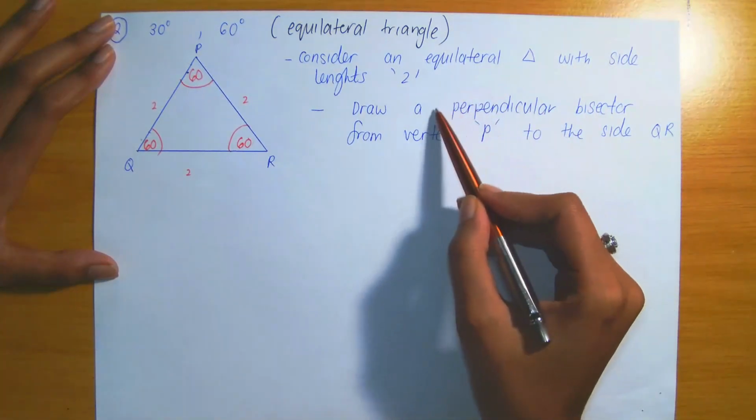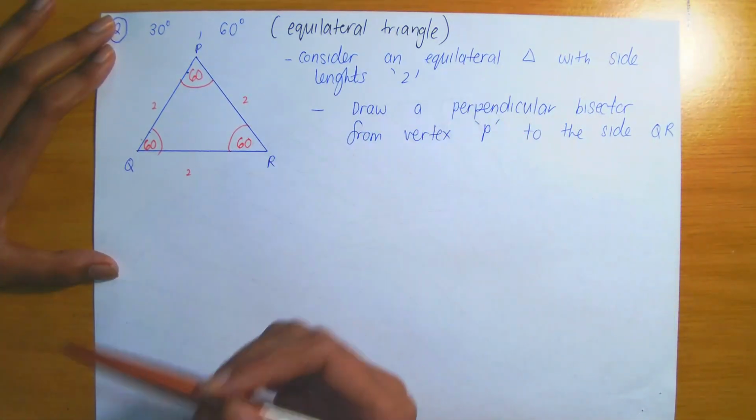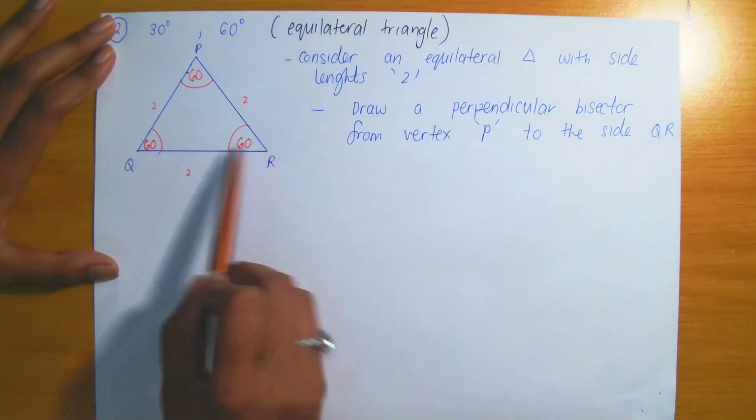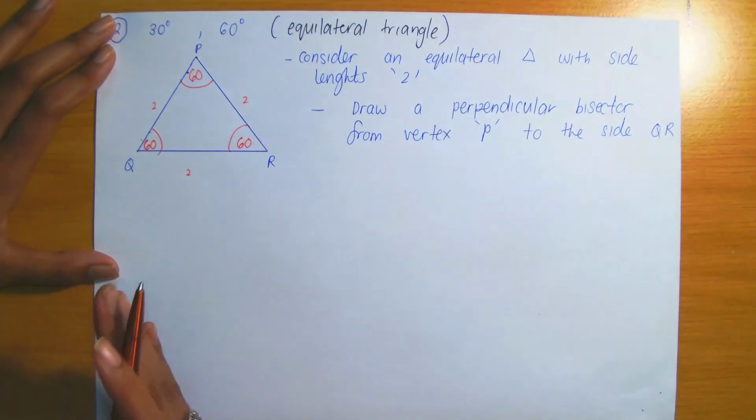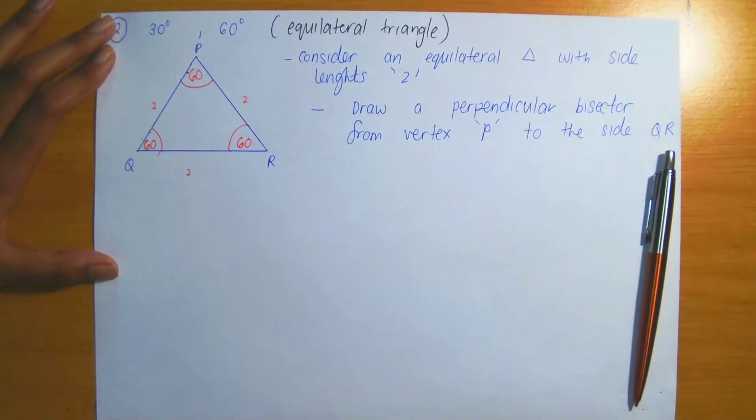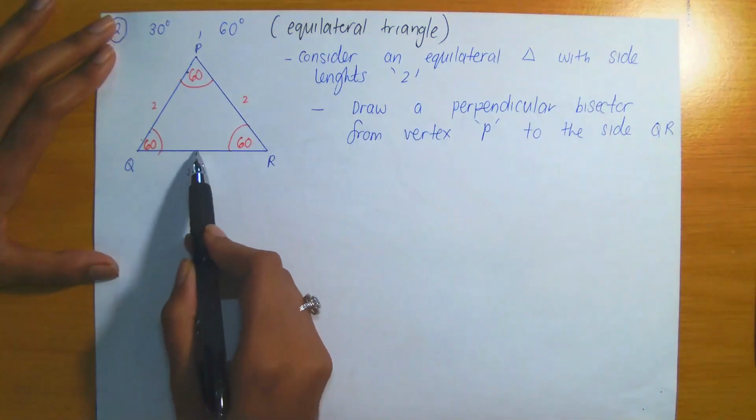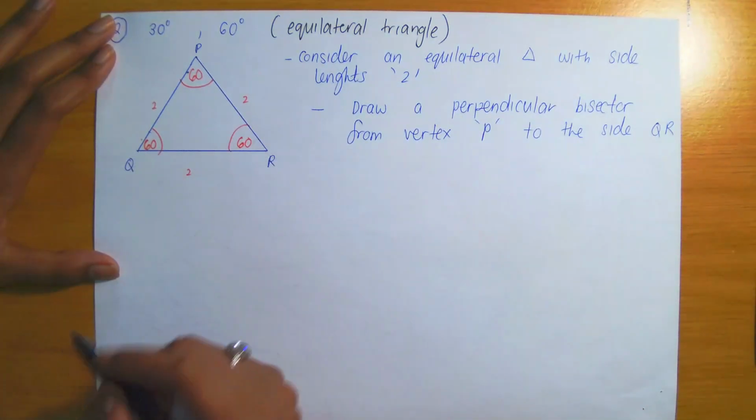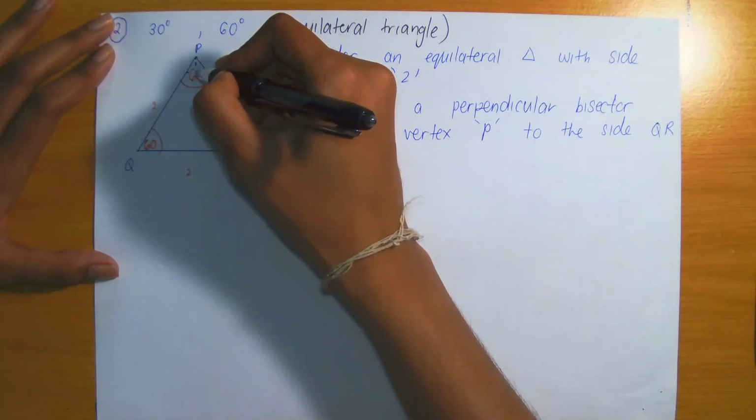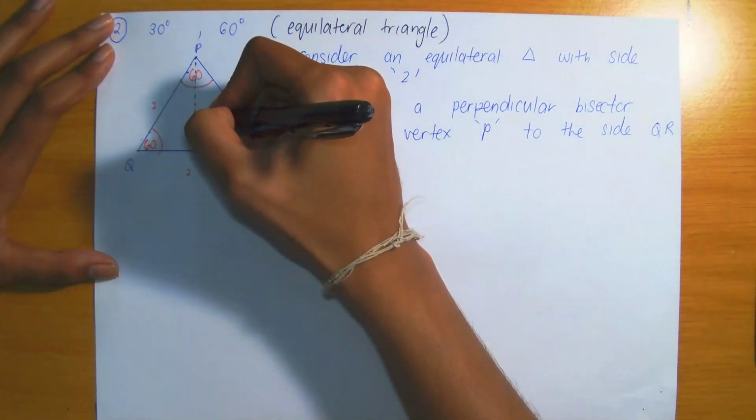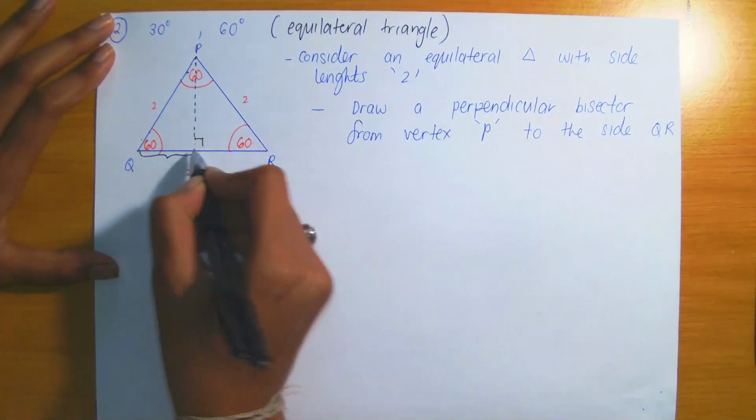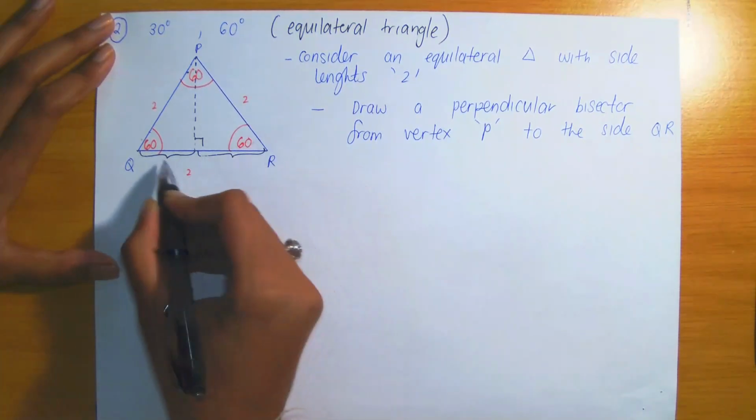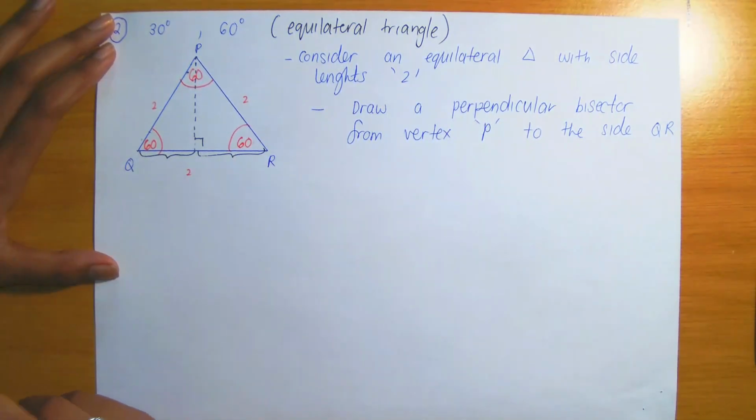By a perpendicular bisector, it means we're going to draw a line that is perpendicular to QR, meaning when it reaches QR, it's going to be drawn at an angle of 90 degrees. And by a bisector, it means that it will split the side QR exactly into two halves. So it starts from P, and we draw a line perpendicular to side QR, which splits side QR into two equal halves. Since the length of QR was 2, the equal halves will then have lengths 1.